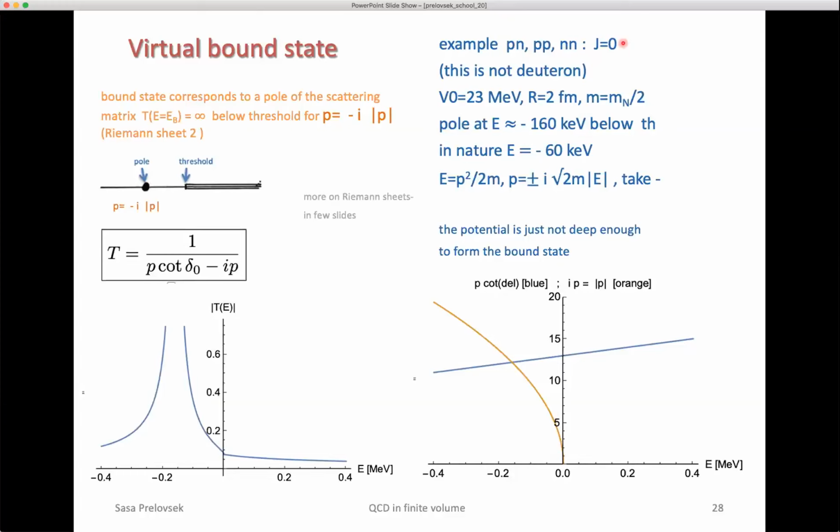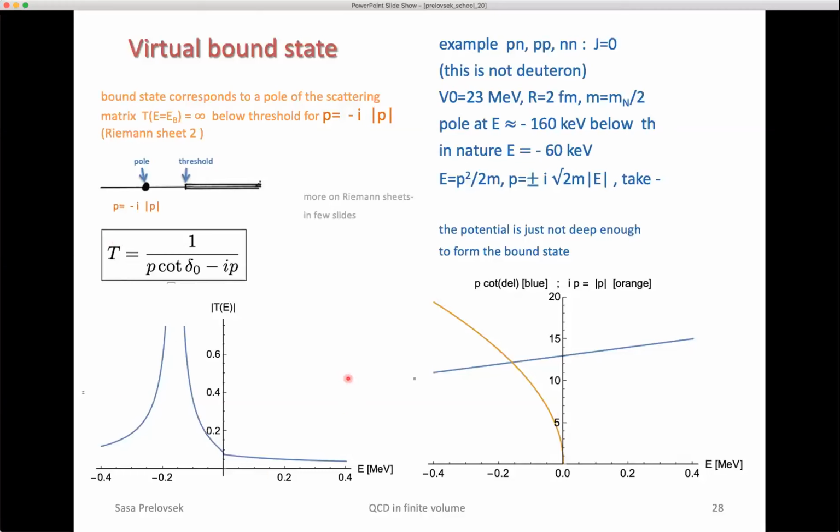In this case, you can think of a slightly weaker potential. It was 36 for the deuteron, now it's 23 experimentally, as far as the experiment can measure this. And then you can think of it as having a radius of 2 femtometers. And then if you do this exercise with a square well potential, you'll get that the scattering matrix, well, that's what you get.